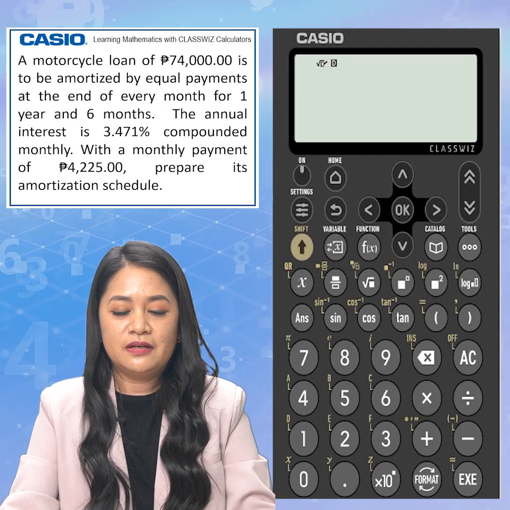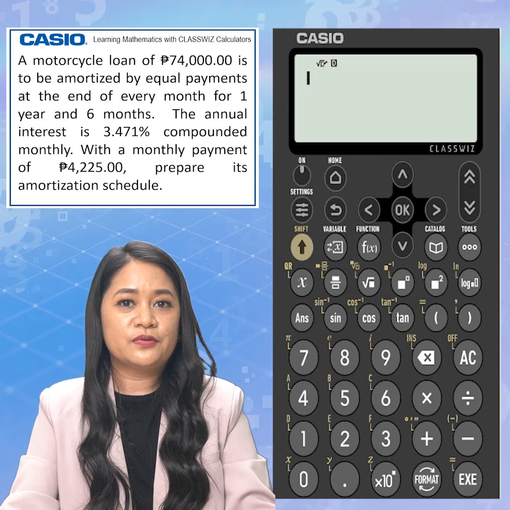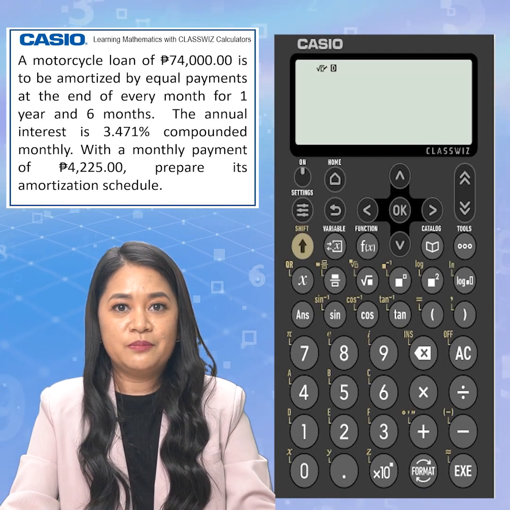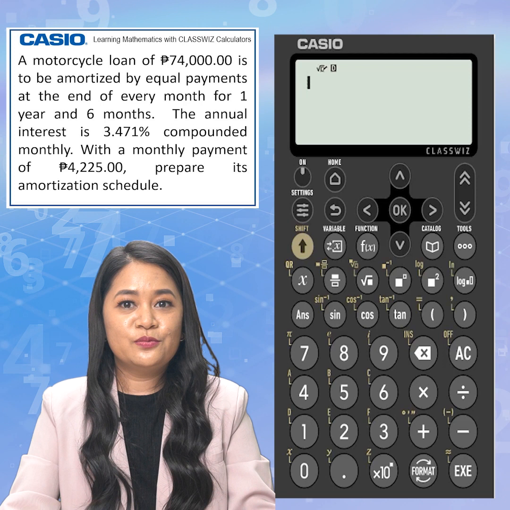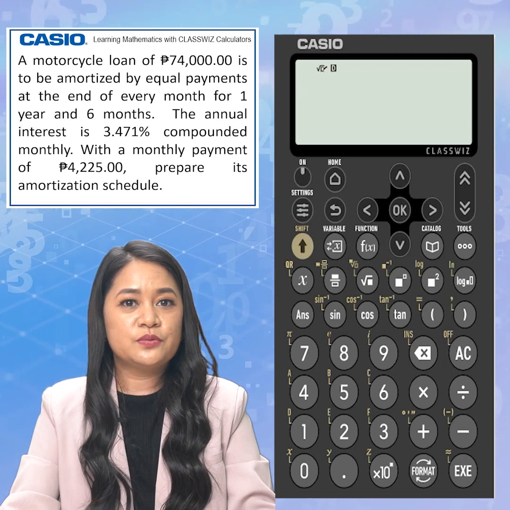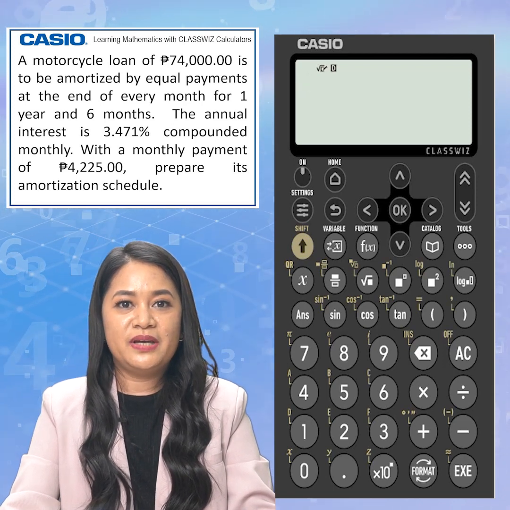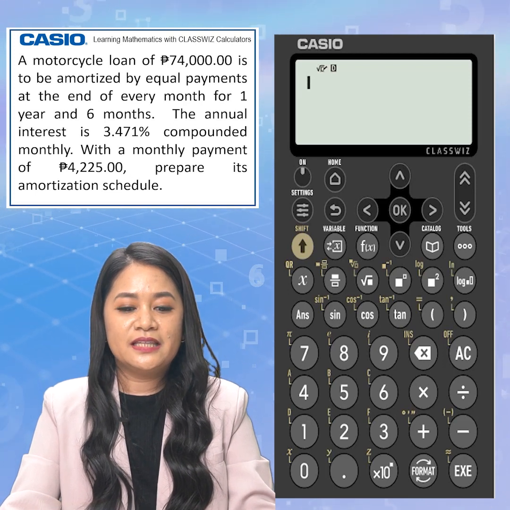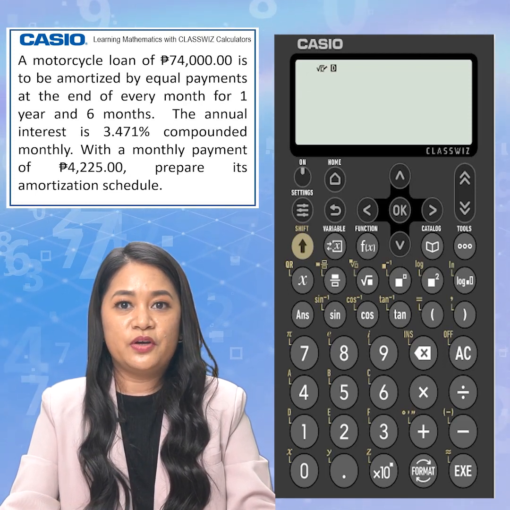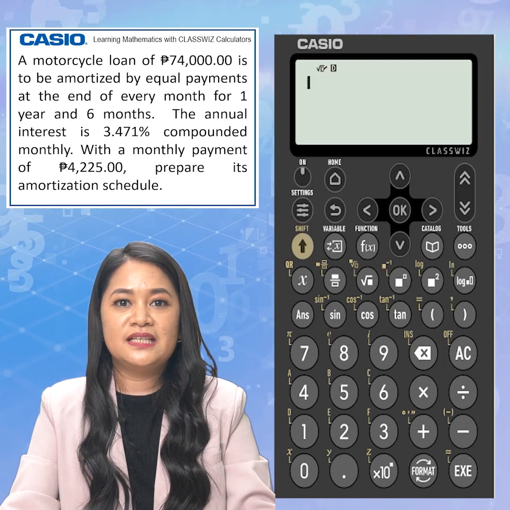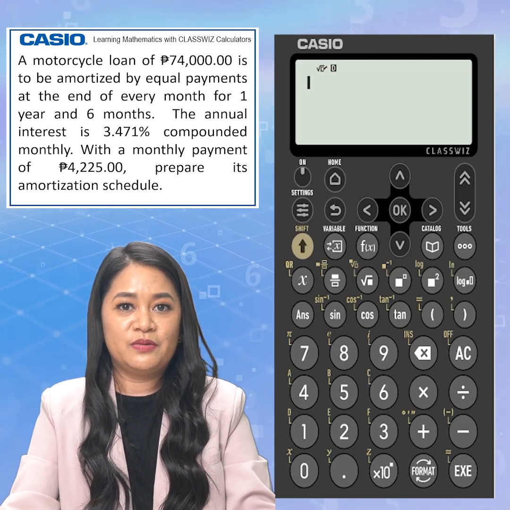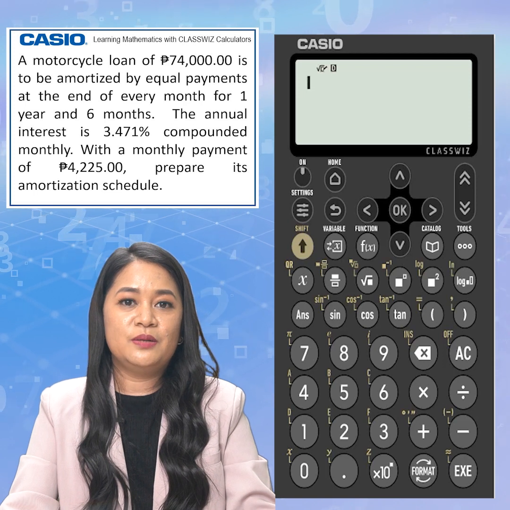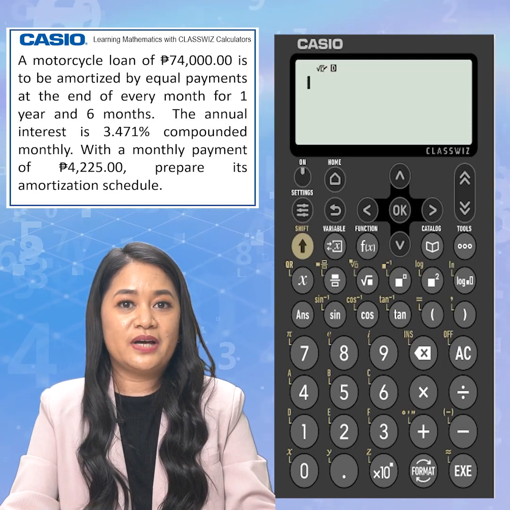For example, in this problem, the givens are a present value of 74,000 pesos, a period of time of 1.5 years, and a number of conversion periods for 1 year of 12, since the payment is to be made every end of the month, that is 12 times in a year, and an annual interest rate of 3.471%. Since payment is made every end of the month, the annual interest rate of 3.471% will be divided by 12.